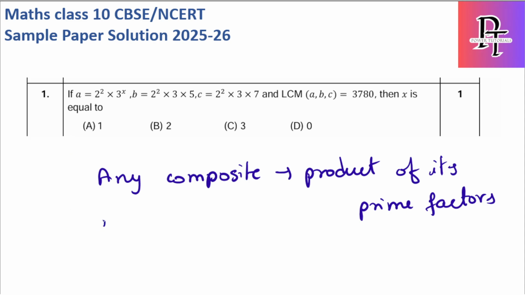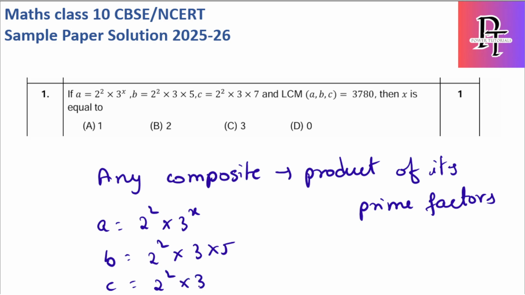They're saying that the a value is 2 square into 3 power x, the b value is 2 square into 3 into 5, whereas the c value is 2 square into 3 into 7. So what is the method to find LCM or HCF using the prime factorization method? I will write both and then we'll solve this question. For LCM, we have to consider the highest power multiples, whereas for HCF, we have to consider the least power of the common factors.